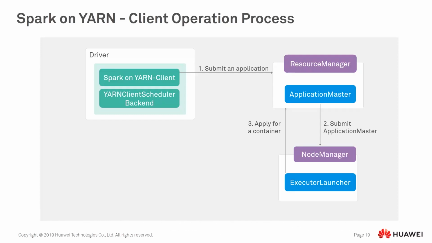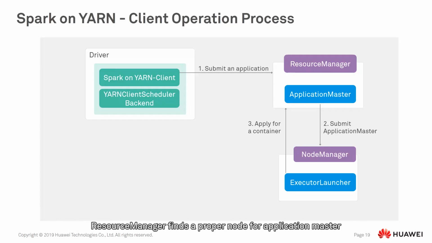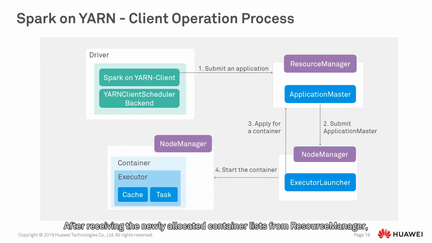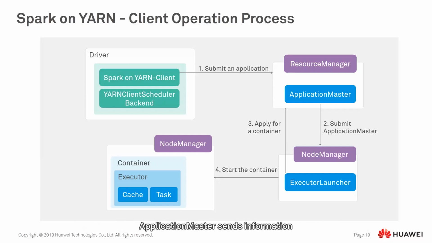After receiving the request, Resource Manager finds a proper node for Application Master and starts it on its node. Application Master is a role in YARN, and the process name in Spark is Executor Launcher. Based on the resource requirements of each task, Application Master can apply for a series of containers to run tasks from Resource Manager. After receiving the newly allocated container list from Resource Manager, Application Master sends information to the related Node Manager to start the container.